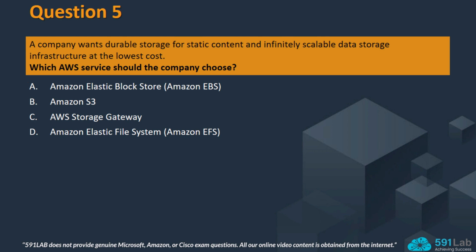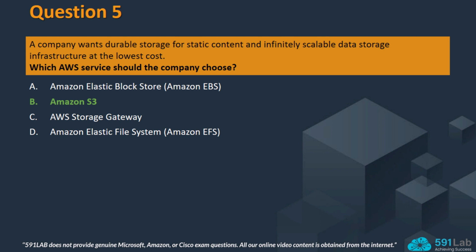Option B, Amazon S3. S3 is an object-based storage service designed for scalable and durable storage for objects, making it an excellent choice for static content. It offers high durability, scalability, and low cost. It is widely used for hosting a static website, storing backups, and serving as a content delivery repository. So, this is the correct answer.